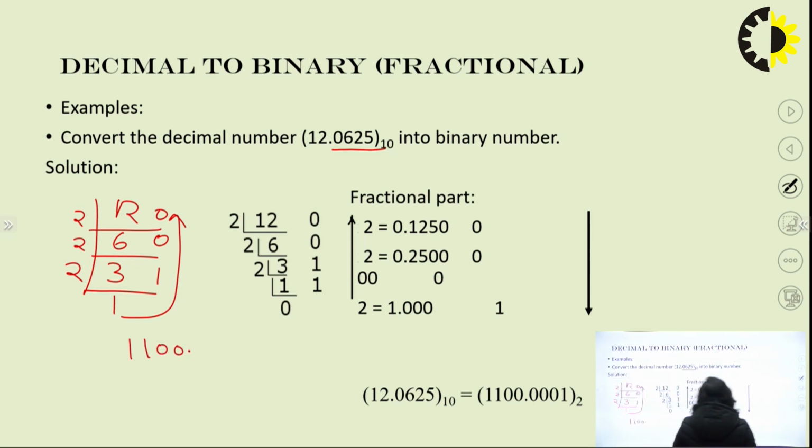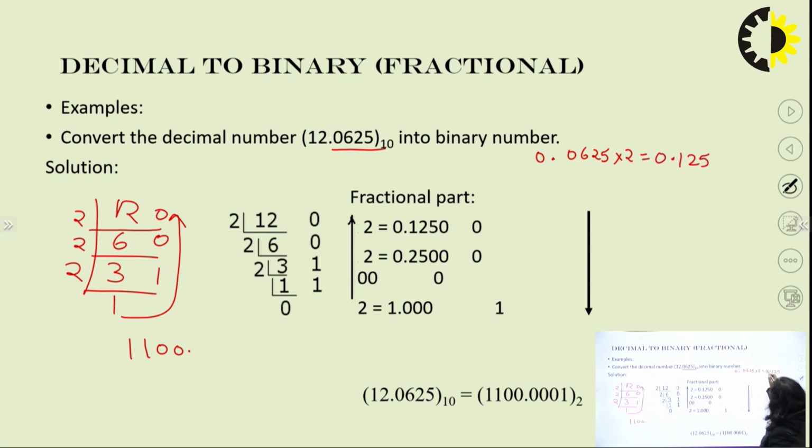Now, moving towards the fractional part. For the fractional part, we multiply the number with the required base and retain the integer part in the same order, like 0.0625 multiplied by 2, which comes out to be 0.125. We retain the integer part and further multiply it by 2.